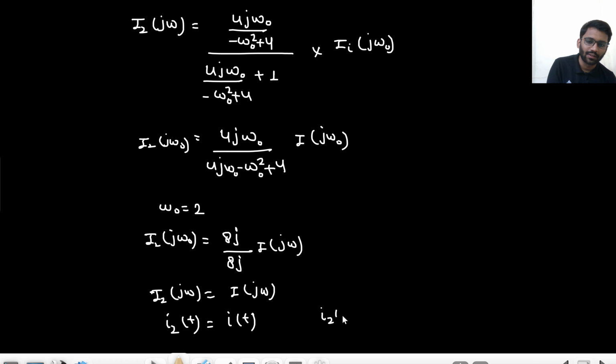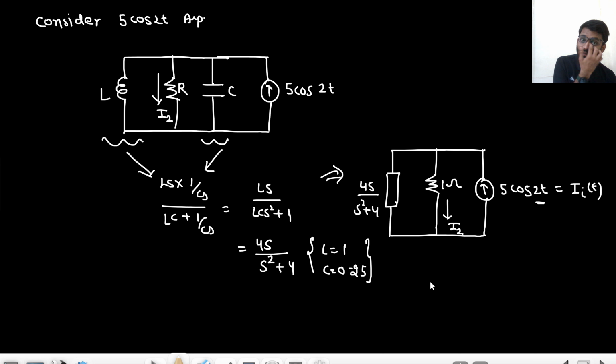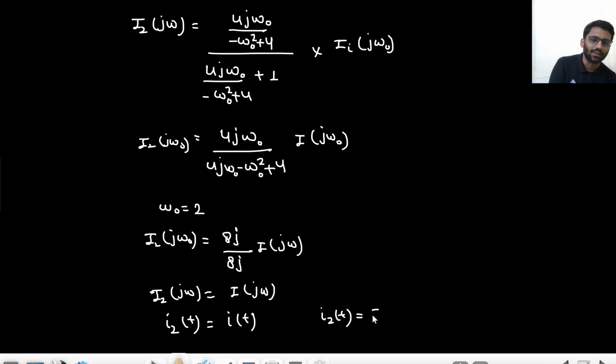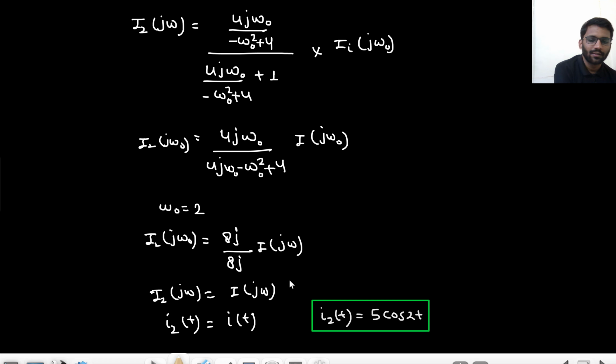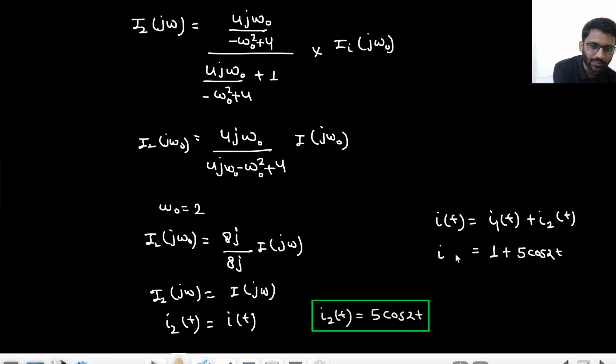So what will be I2 of t? I2 of t is 5 cos 2t. What was your I1 of t? I1 of t was 1 ampere. So what will be your total current I? Total I of t would be I1 of t plus I2 of t. So it would be 1 plus 5 cos 2t. This will be your I of t, right?